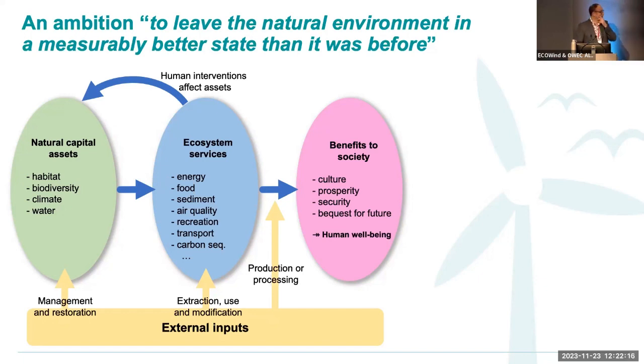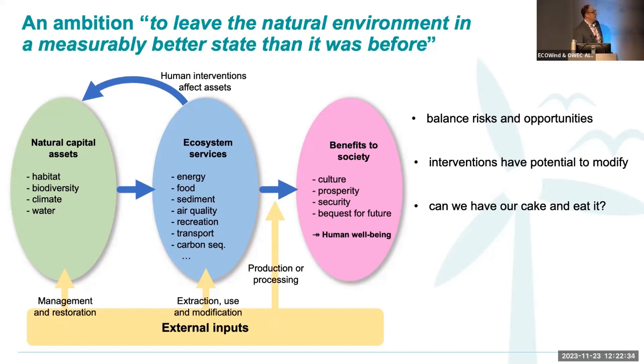And then there's another narrative that sits alongside that: there's various things that we can do. We can manage or restore, we can extract or modify, we can change how we produce things or we process things and balance those risks and opportunities in the system. So those interventions have the potential to modify. What we're really asking is, can we have our cake and eat it at the same time? So we've kind of got these various locations where we might want to do that. The problem we have with that is that we're asking, as we've seen in many, many diagrams throughout this conference, quite often bivariate questions in a multivariate space.